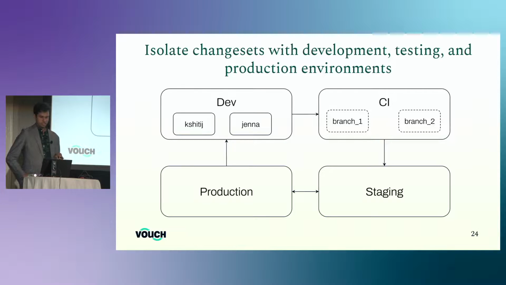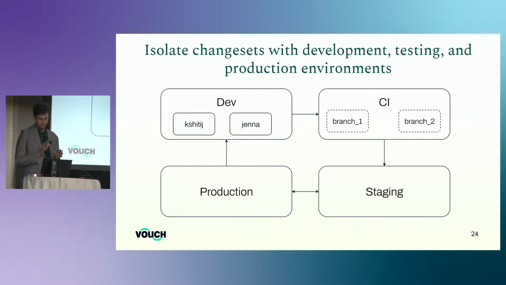The first one, which I think everyone should do, is isolate the chain sets with development, testing, production environments. Essentially, you want to make sure that the different chain sets are all independent so that they don't collide with each other. It's very frustrating when you're working on a model and another person on your team is working on a model that is either a child or a parent of the model you're working on, and things break for either one of you. So essentially, isolate your changes.